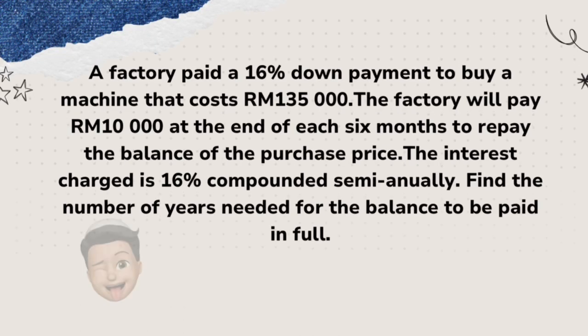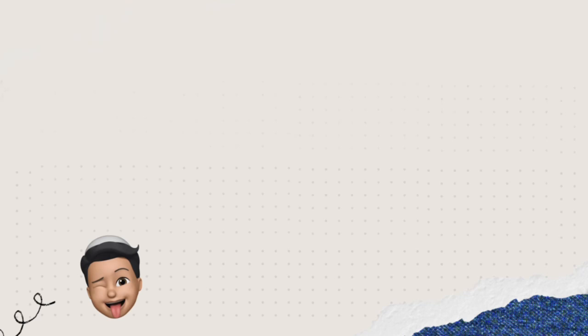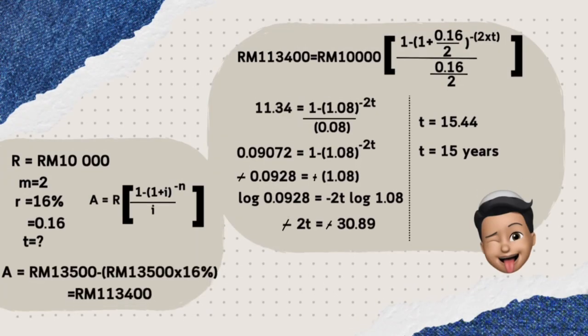Question 5. A factory paid a 60% down payment to buy a machine that cost 135,000 ringgit. The factory will pay 10,000 ringgit at the end of each 6 months to repay the balance of the purchase price. The interest charge is 8% compounded semi-annually. Find the number of years needed for the balance to be paid in full. For this question, we need to use the present value formula. R is given as 10,000 ringgit, M equals 2, the rate is 8%, and T we don't know. First of all, we need to find A. A equals 135,000 minus the down payment, which is 60%, so we get 113,400 ringgit.